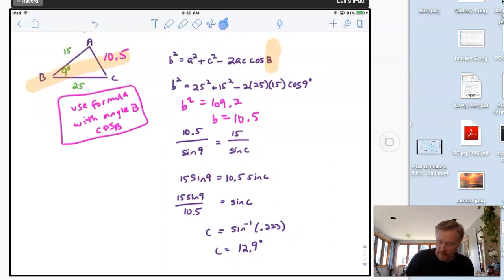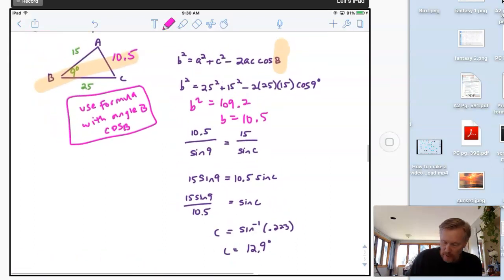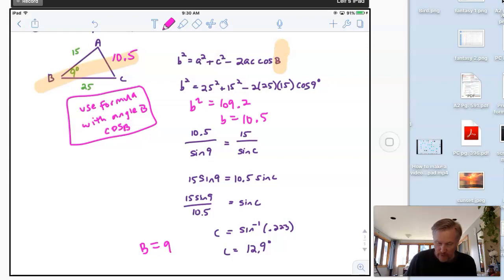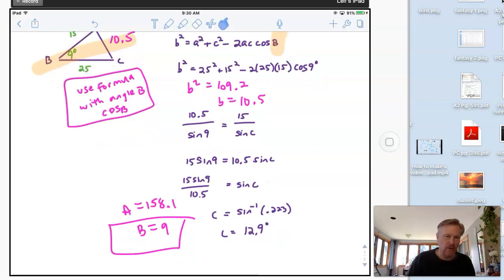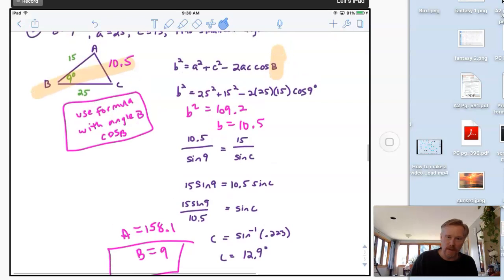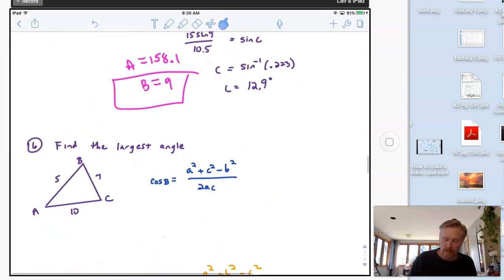Now, the easy thing: I've got two of the angles. I know angle C is 12.9, and I know angle B is still 9 degrees, which means angle A, if I add them up and subtract from 180, is going to be a really big angle, 158.1. So the smallest angle will be B. I'm done with that problem now. That's a nice thing. So don't go after the sides. You always go after the angle on that one, but I had to find the side in order to get the angle.